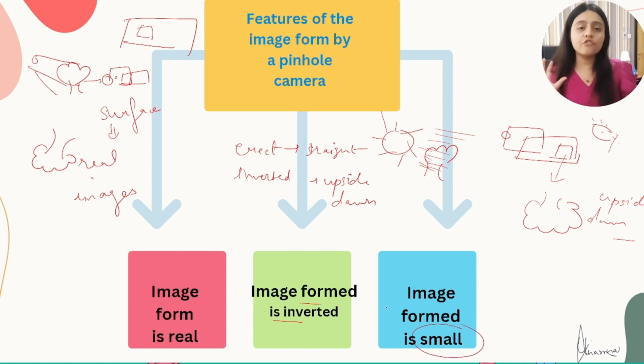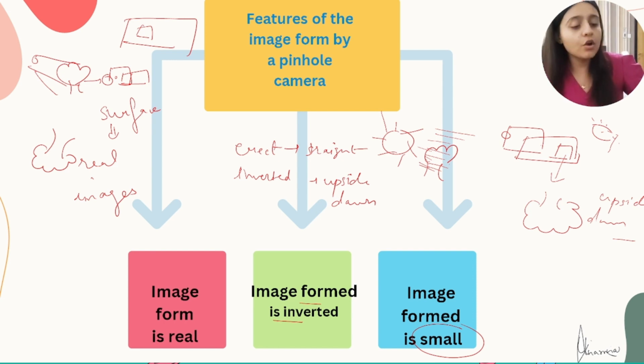These are the features of the image formed by the pinhole camera when the source of light emits light rays on an object which you see with the pinhole camera. The features of the image are real, small, and inverted. In this way the chapter is completed. All the important and basic concepts of NCERT in your syllabus are completed in this chapter.